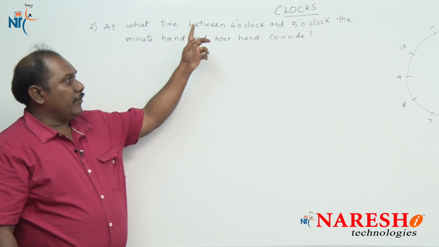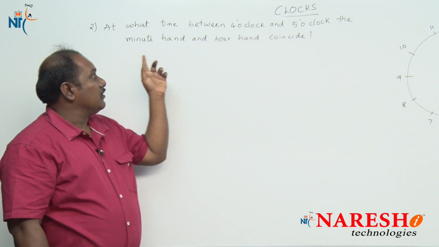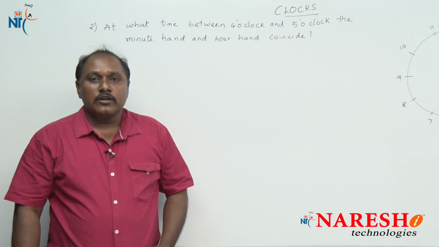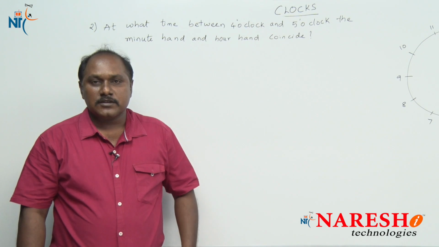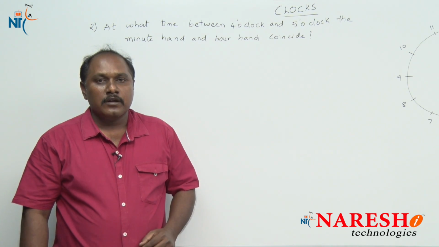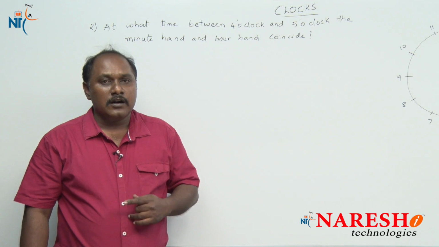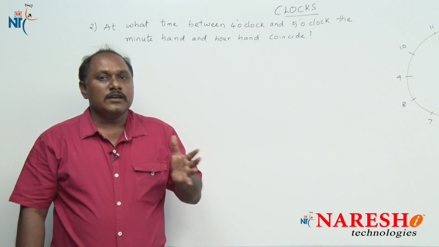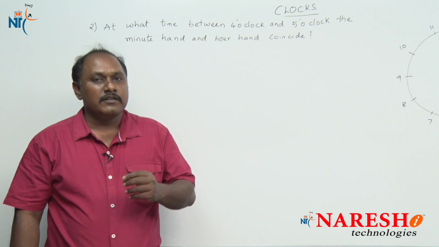At what time between 4 o'clock and 5 o'clock do the minute hand and hour hand coincide? Once again, to solve this problem, we have 2 different methods. One is by a formula, the second one is without a formula. Now the formula we have already learned to find out the angle.